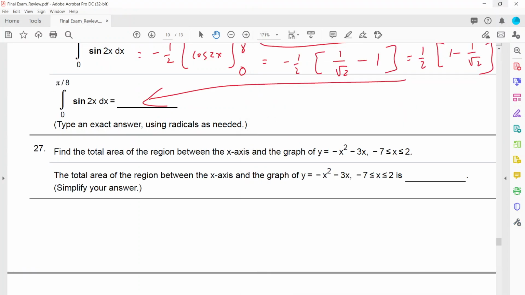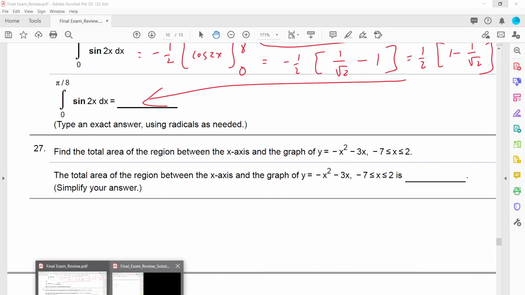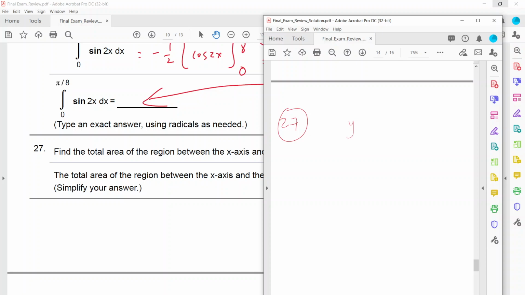So if I try to plot the graph of y equal negative x square minus 3x, I try to find the x-intercepts, which is y equal to 0. That gives me x equal 0 and x equal negative 3. So when I plot the graph of this function, I get 0 here, and this is my negative 3. So this is the graph.